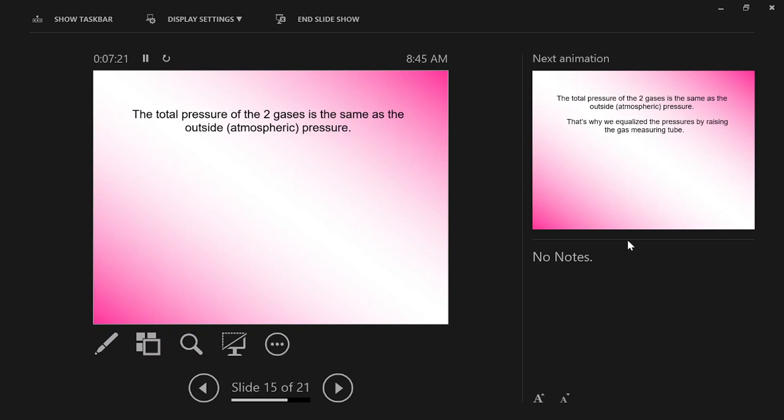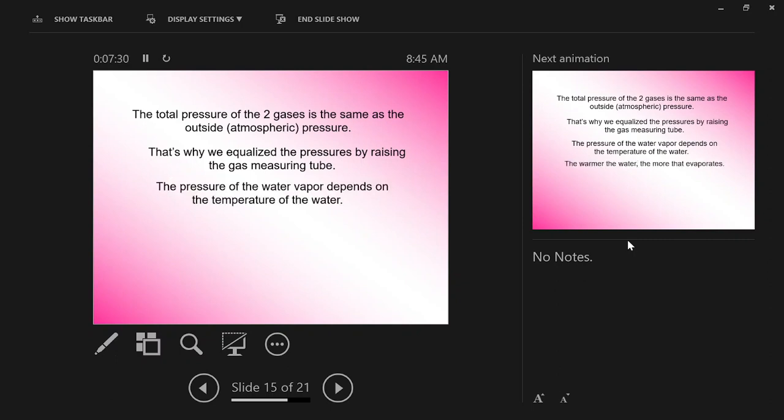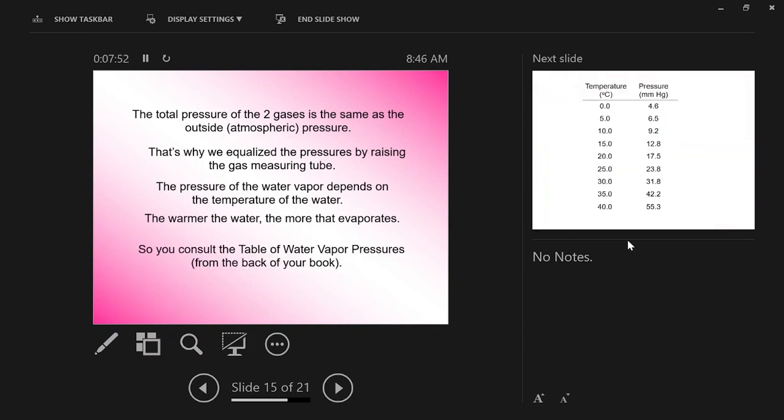So the total pressure of the two gases is the same as the outside atmospheric pressure. That's why we equalize the pressures by raising the measuring tube. The pressure of the water vapor depends upon the temperature of the water, and you can actually look that up on a table. It will usually be given to you in the question: the vapor pressure of water at this temperature is so much. The warmer the water, the more water evaporates, the higher the vapor pressure of water.